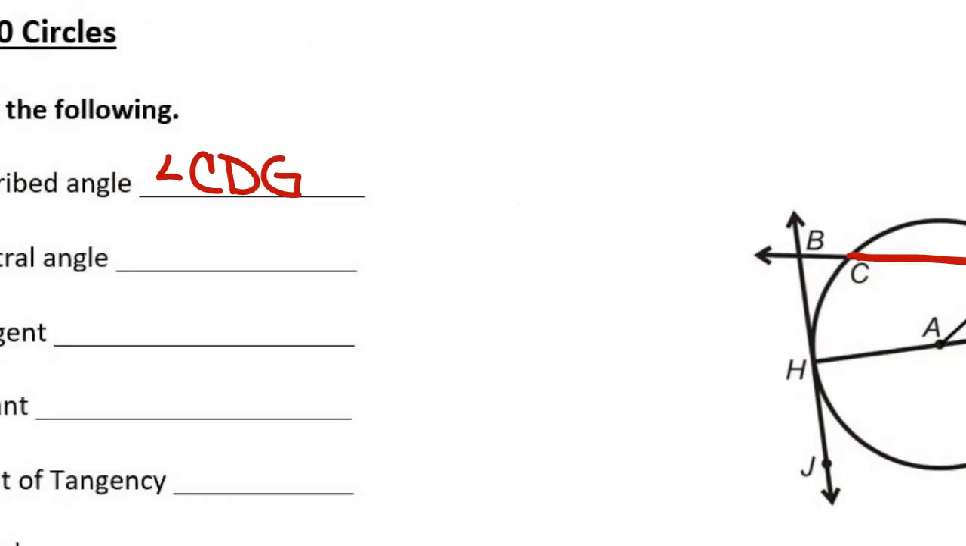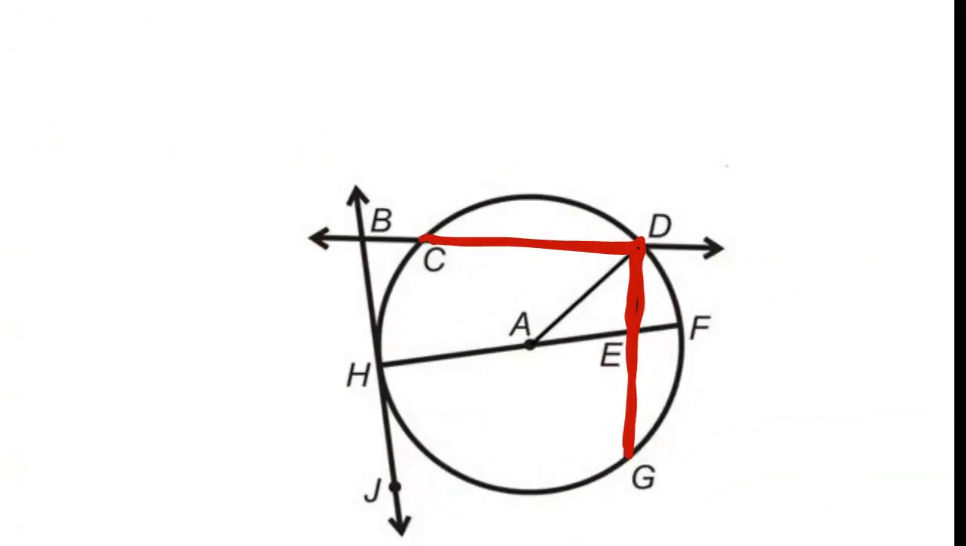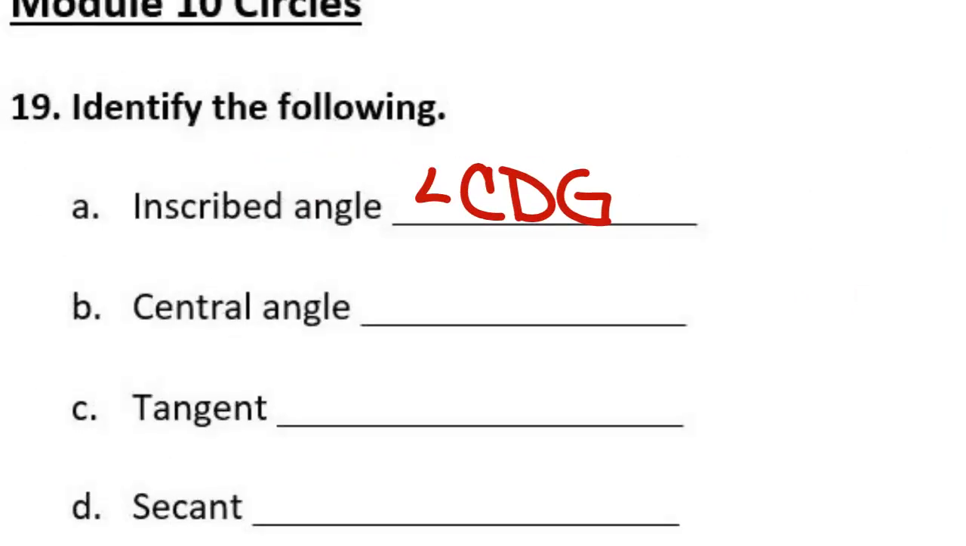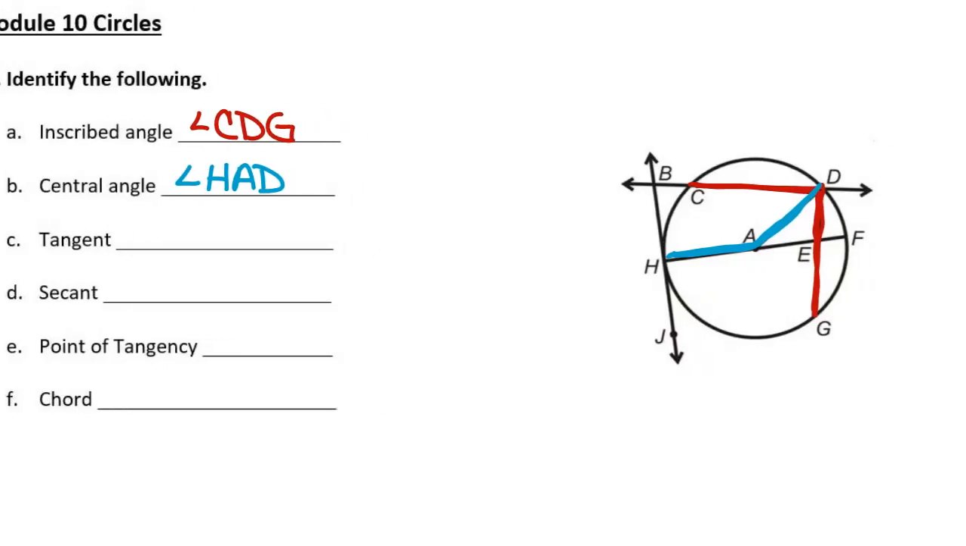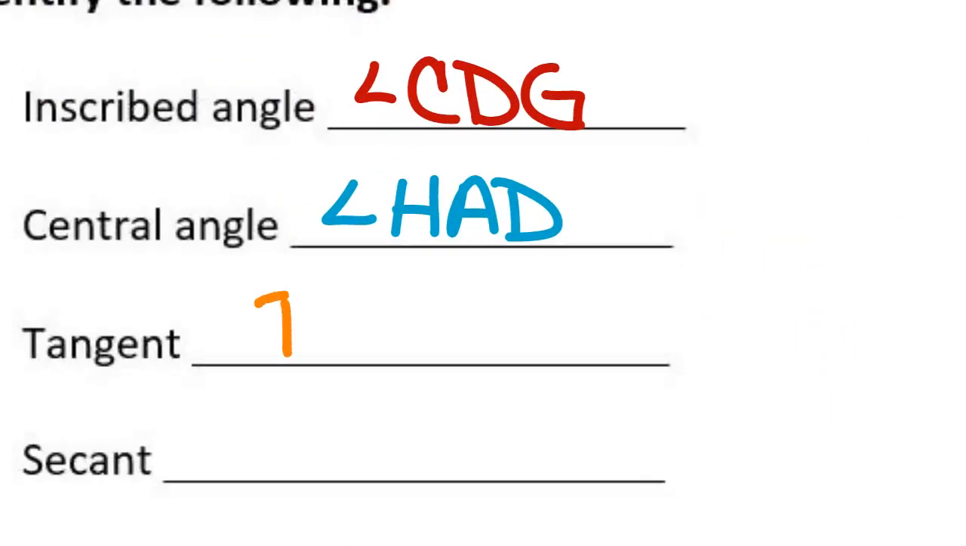A central angle has its vertex at the center. So angle HAD or DAF, those would both be central angles. A tangent line touches the circle in exactly one place. So this line right here, that's only touching the circle right here, would be an example of a tangent line. I could call that line BH, HJ, or BJ. I'm going to go ahead and call this one BH.